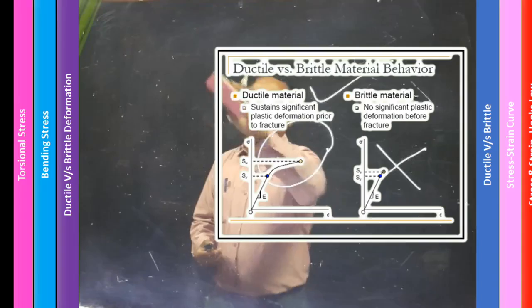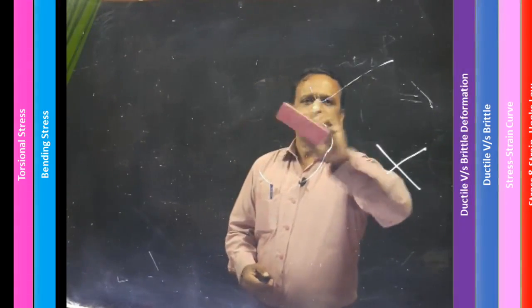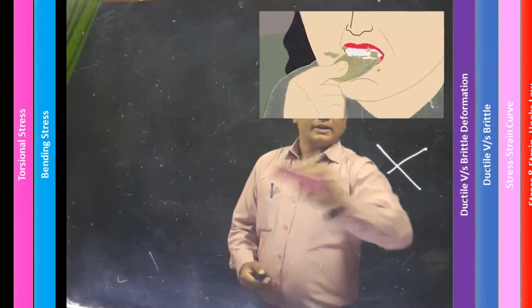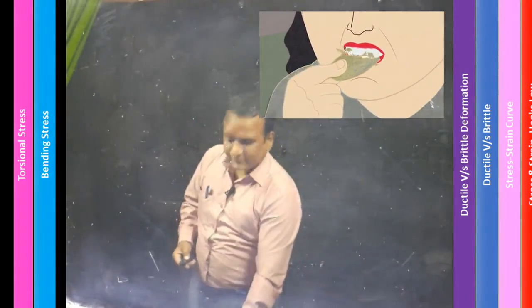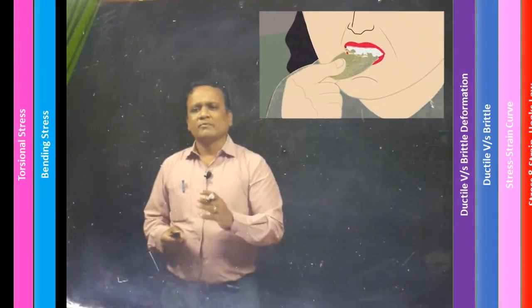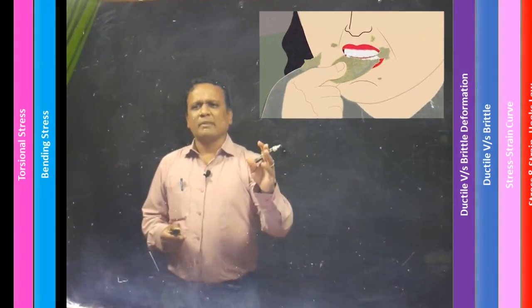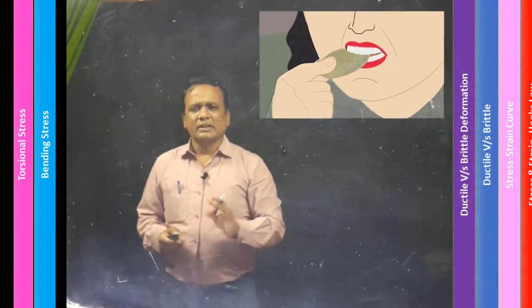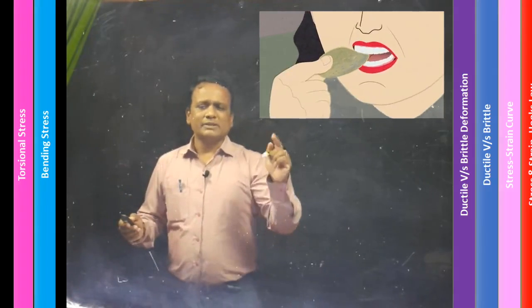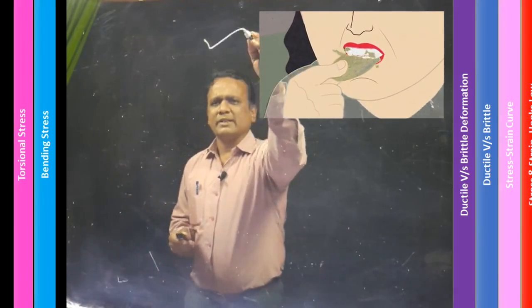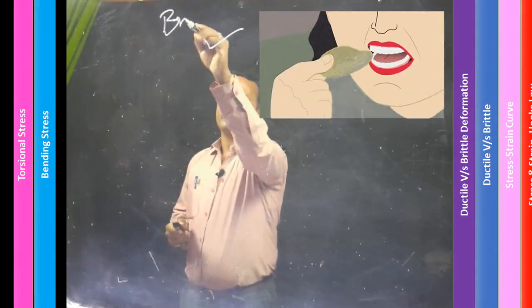I'd like to correlate the same thing with a better example. If I take a brittle material, it's very important to note, for example, chips. Chips break without any plastic deformation. Just put a load on it and it gives off. So that's the best example: chips are brittle in nature.